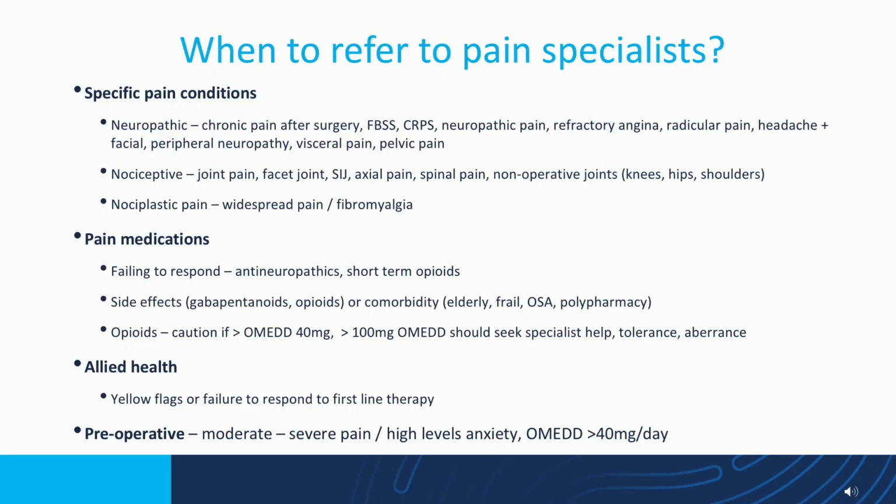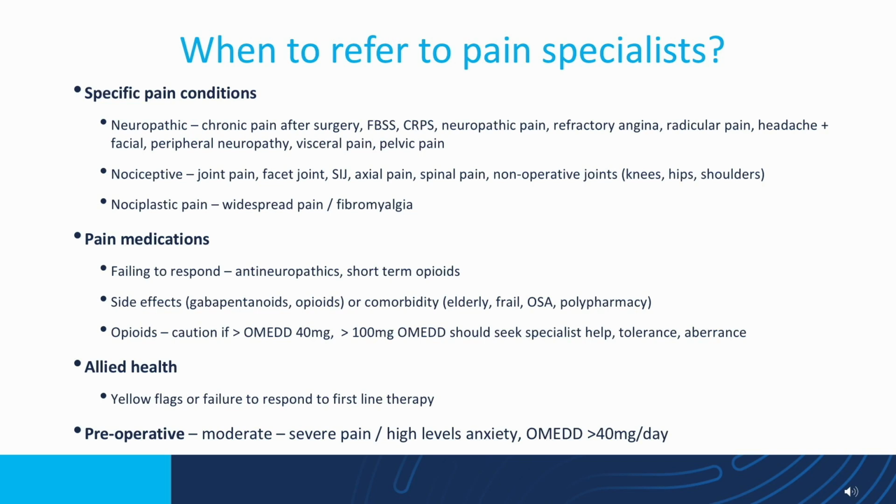Nociceptive pain conditions, as I've mentioned, hips, knees, shoulders that are deemed not ready for surgery or not appropriate for surgery, pain specialists. Facet joint pain, sacroiliac pain, spinal pain. And of course, those are nociplastic pains, which is abnormal nociceptive processing. Pain medications, if you're not winning with early first-line therapies, then consider pain specialists. If you're getting side effects from pain medications, consider pain specialists. If there are comorbidities with medications or patients are frail and they're on polypharmacy, consider pain specialists.